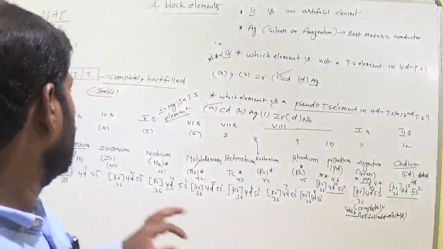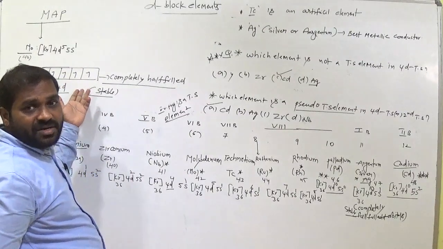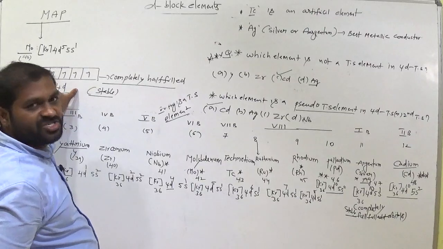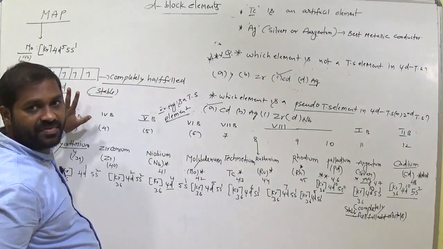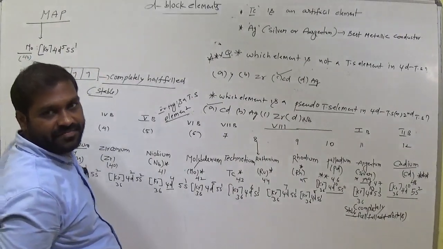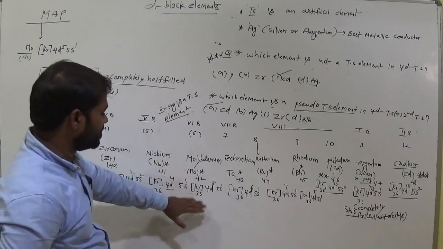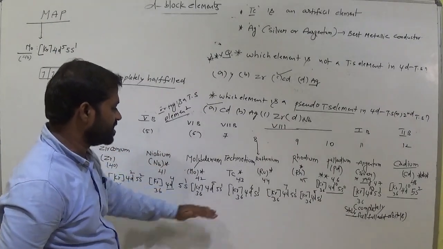So single electrons are there. There is no completely filled d orbital, so it also acts as a transition element. Single electrons are there. But it is highly stable. Why? Because it is half filled. Remember this. So in the 4d transition series, molybdenum with half filled d orbitals is highly stable.